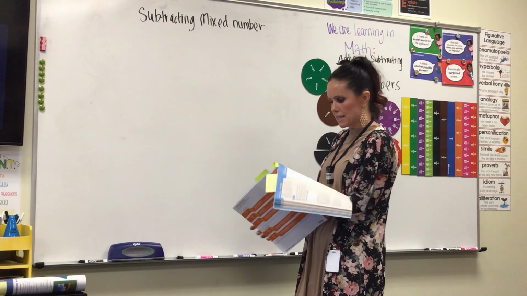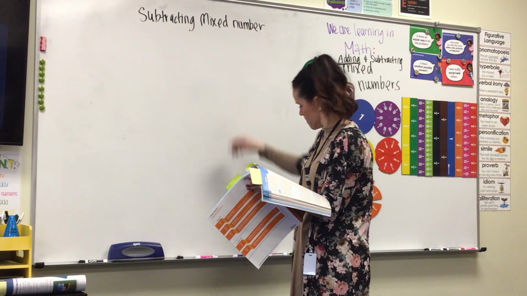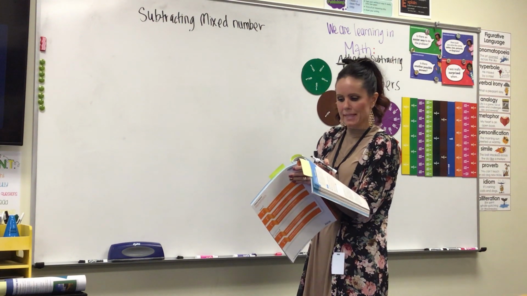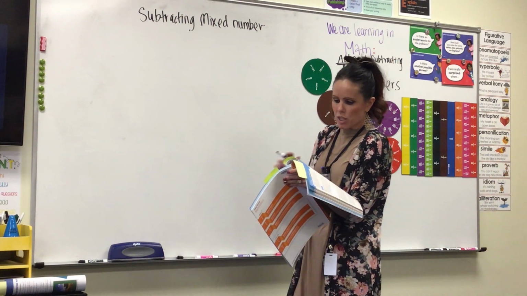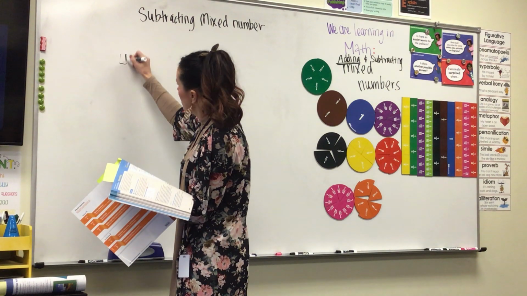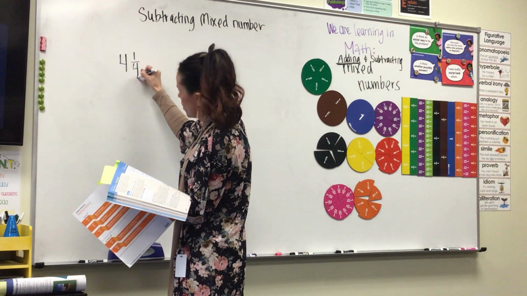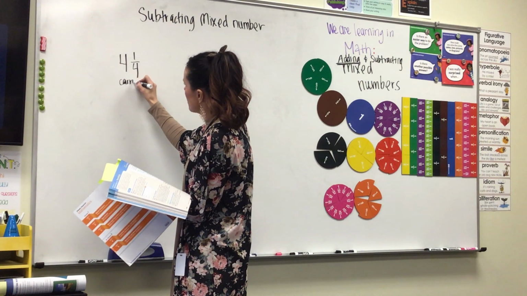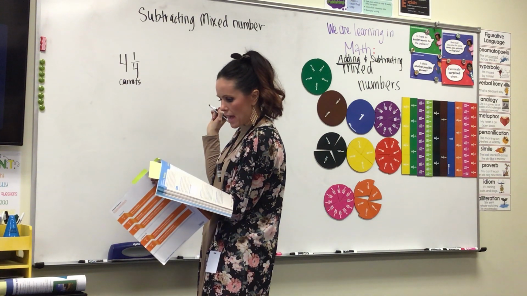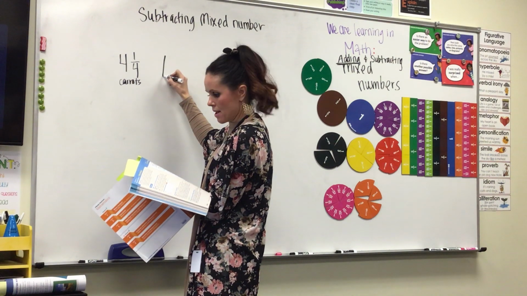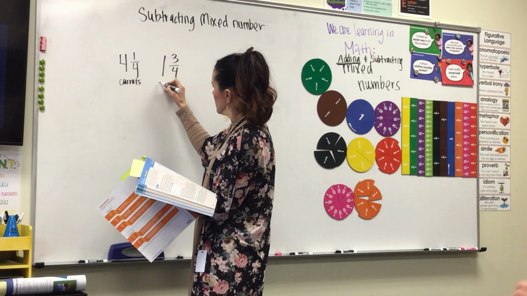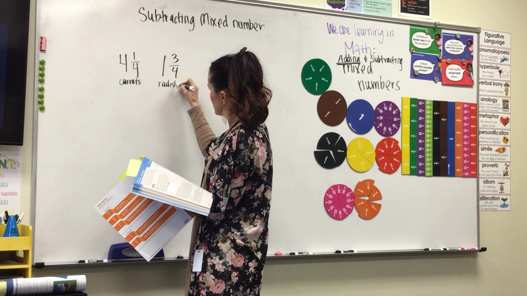It says, this is a subtracting mixed number story problem. And it says, Ursula picks carrots and radishes from her garden. She picks 4 and a quarter pounds of carrots. I'm going to call these carrots. And 1 and 3/4 pounds of radishes. Delicious.